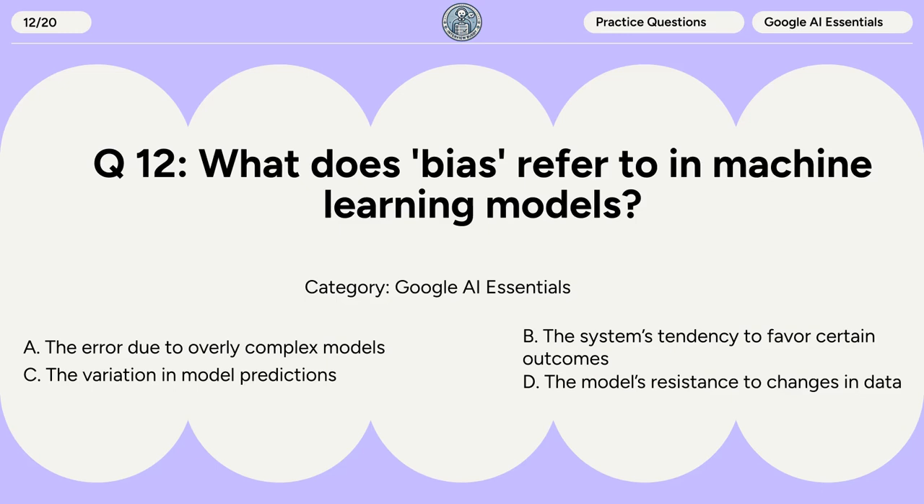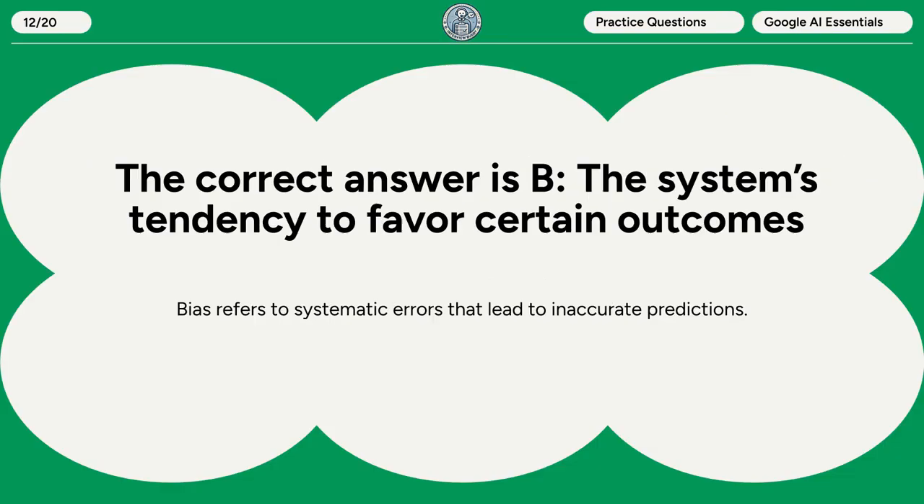Question 12. What does bias refer to in machine learning models? A. The error due to overly complex models. B. The system's tendency to favor certain outcomes. C. The variation in model predictions. D. The model's resistance to changes in data. The correct answer is B. The system's tendency to favor certain outcomes. Bias refers to systematic errors that lead to inaccurate predictions.